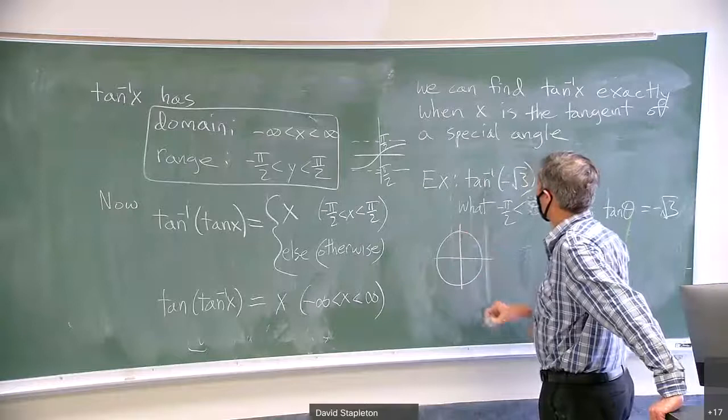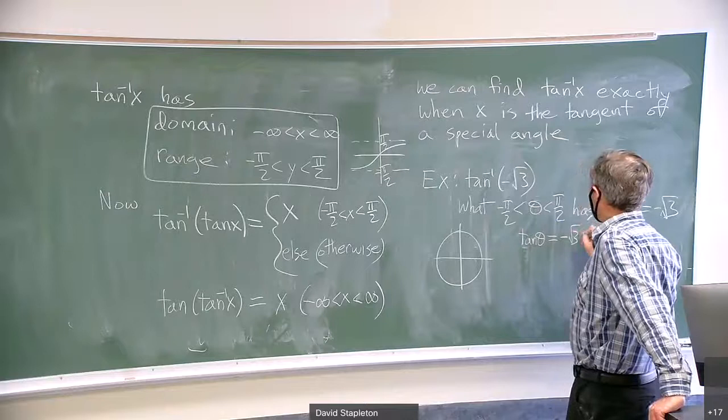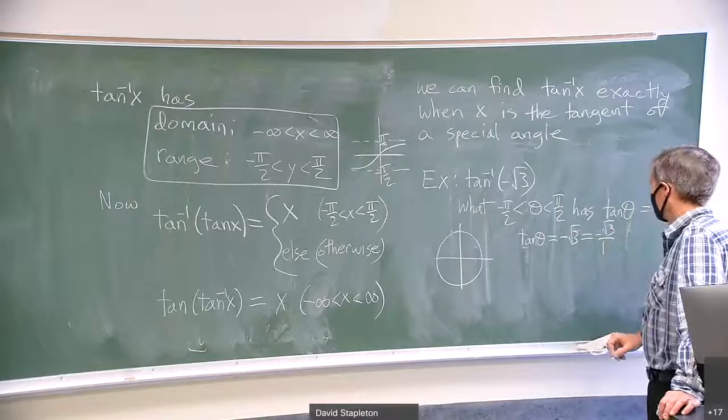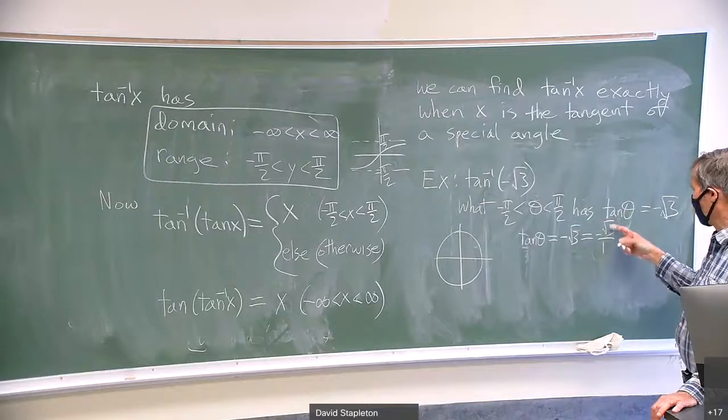And this one's a little harder. What I want is what angle has tangent equal to minus square root 3. I'll rewrite it as a quotient, minus square root 3 over 1. But that's not on the unit circle. I'd like to interpret this as a sine and a cosine, but they're not because they don't lie on the unit circle. So I'll divide top and bottom by the root sum square of those numbers.